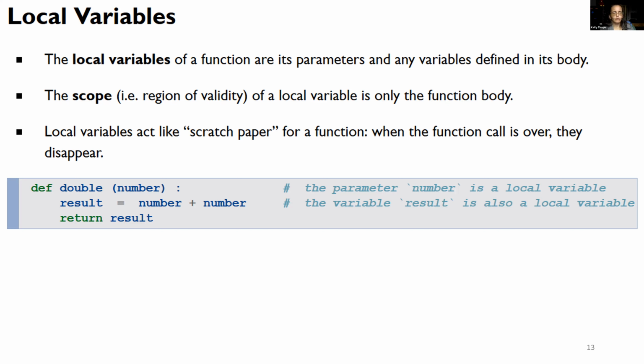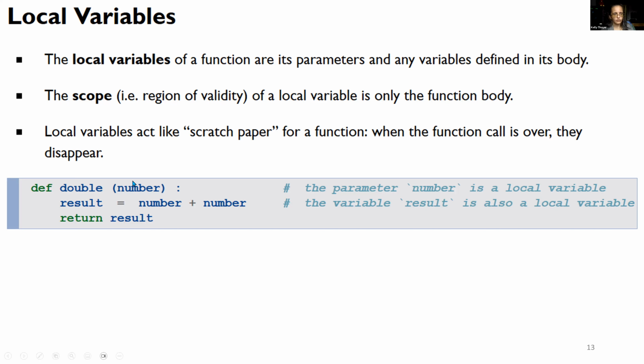So that tells us about the scope of a local variable. It's only in the function body, and then when the function terminates, all of those local variables also are going to terminate. We identify them because they are located inside of the function. So local variables thus act like scratch paper for a function. When the function call is over, they will disappear.